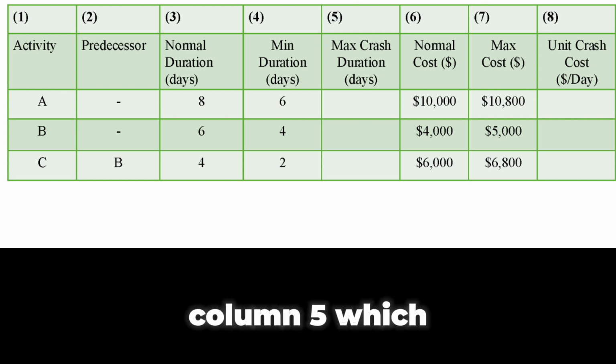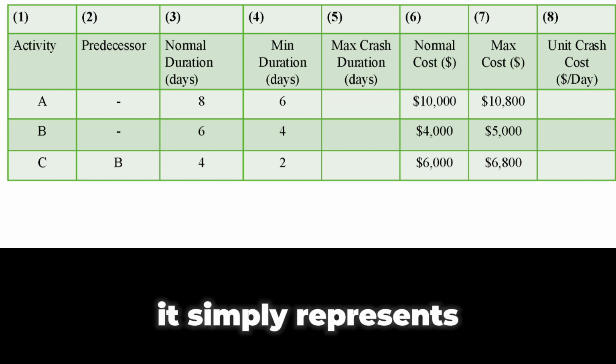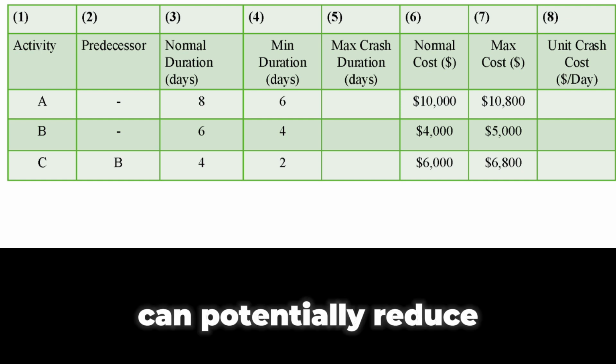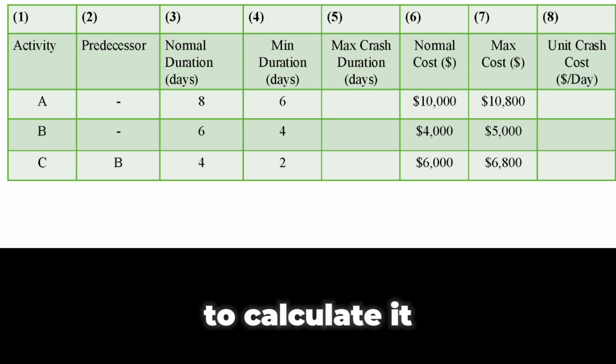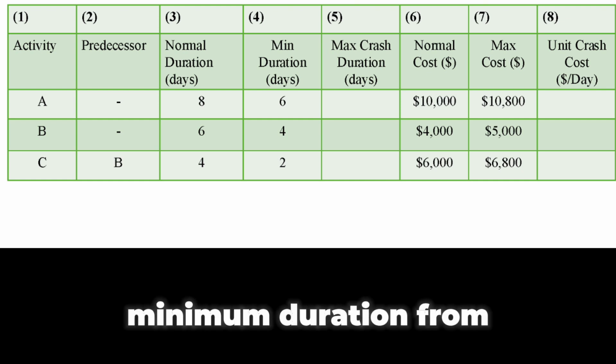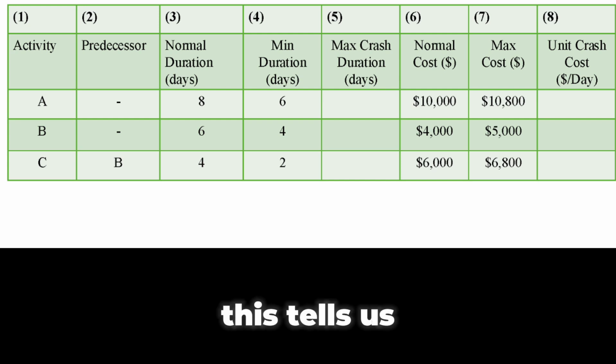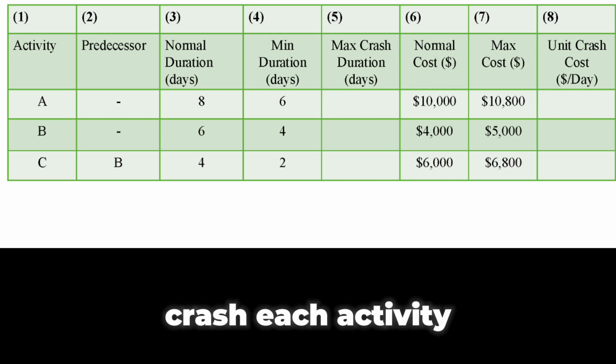Now, moving to column 5, which is max crash duration. This value is not given, so we need to calculate it ourselves. It simply represents how much we can potentially reduce the activity's duration. To calculate it, we subtract the minimum duration from the normal duration. This tells us the number of days available to crash each activity.